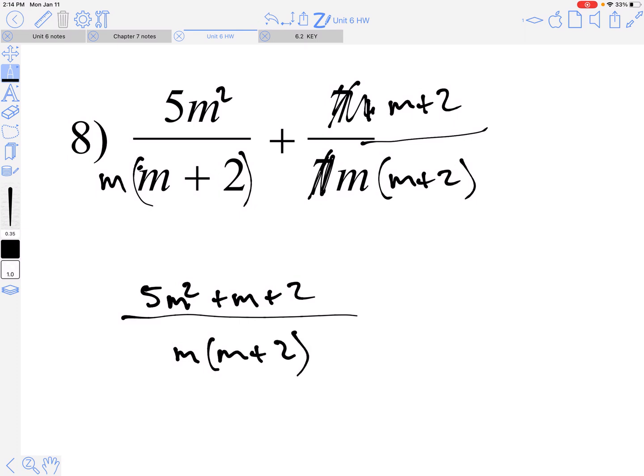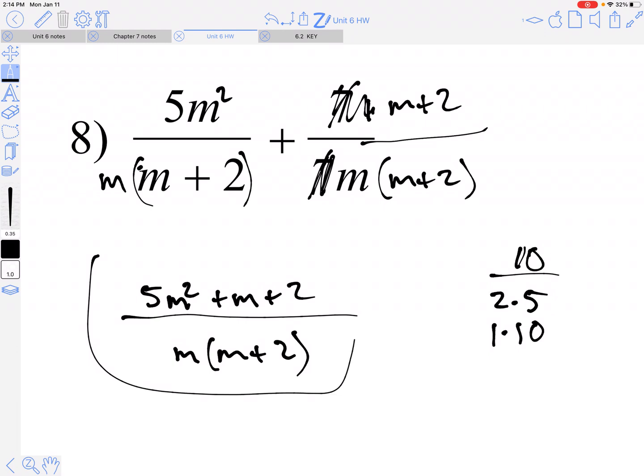Okay, and then I can quickly see that I'm not going to be able to factor the top because my a is 5 and my c is 2. 5 times 2 is 10, and the multiples of 10 are not going to add to give me 1, right? So no way that's going to happen. So I can't factor it, so I'm done.